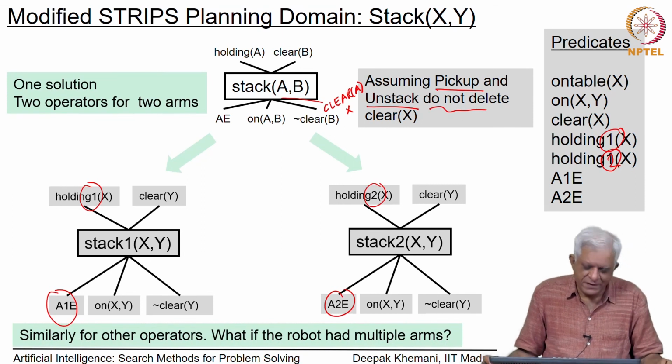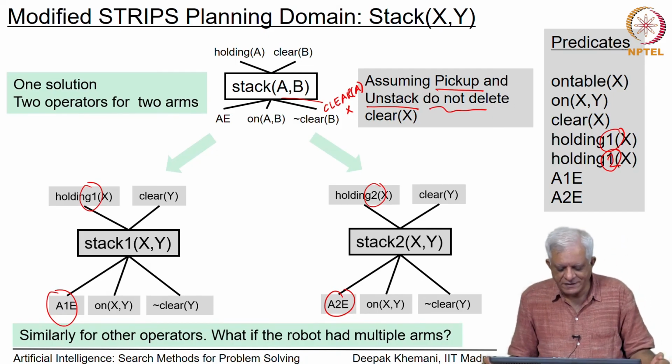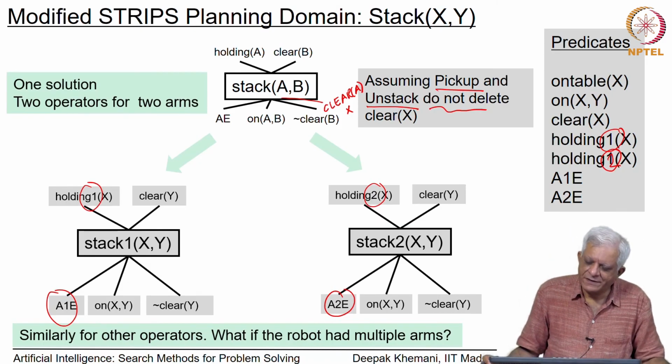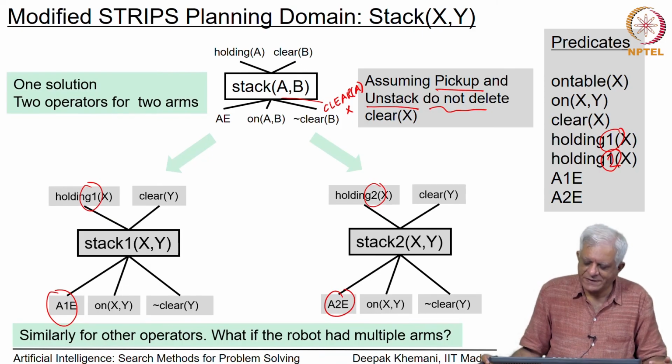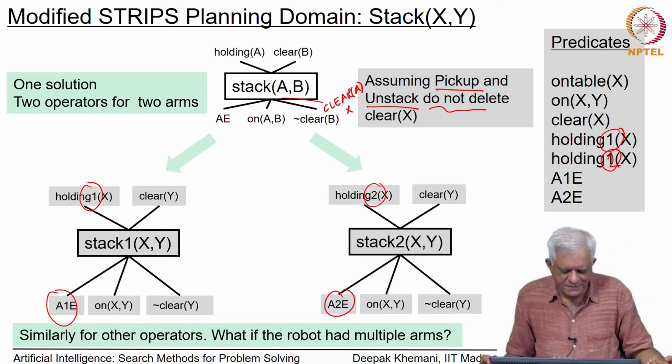but what would happen if we had multiple arms? What if I give you a robot with 2 arms and 3 arms or 4 arms and things like that? Maybe you should look for a way of modifying the strips actions so that they can be extended easily to any number of arms essentially.